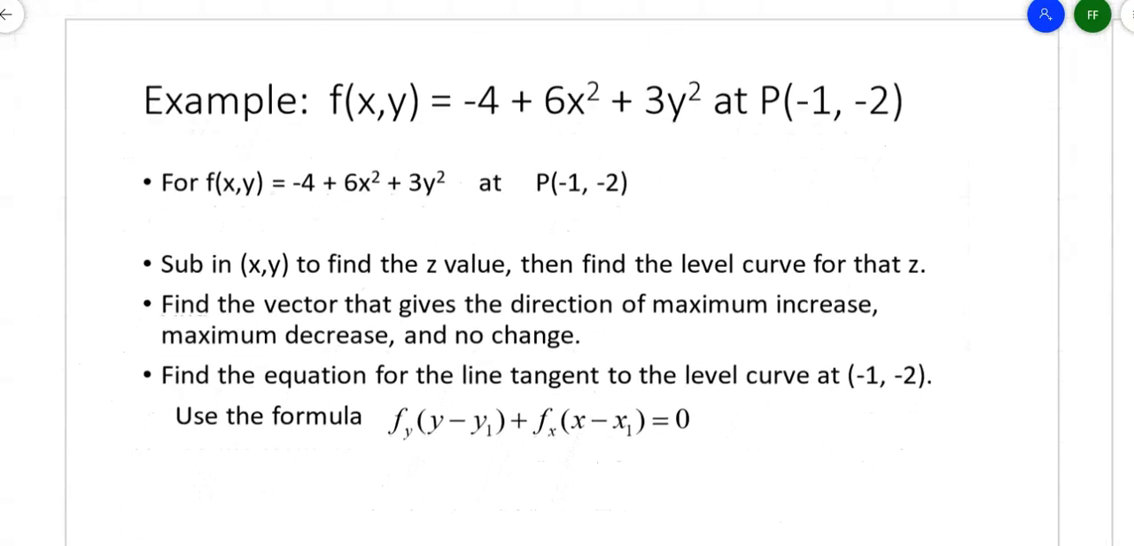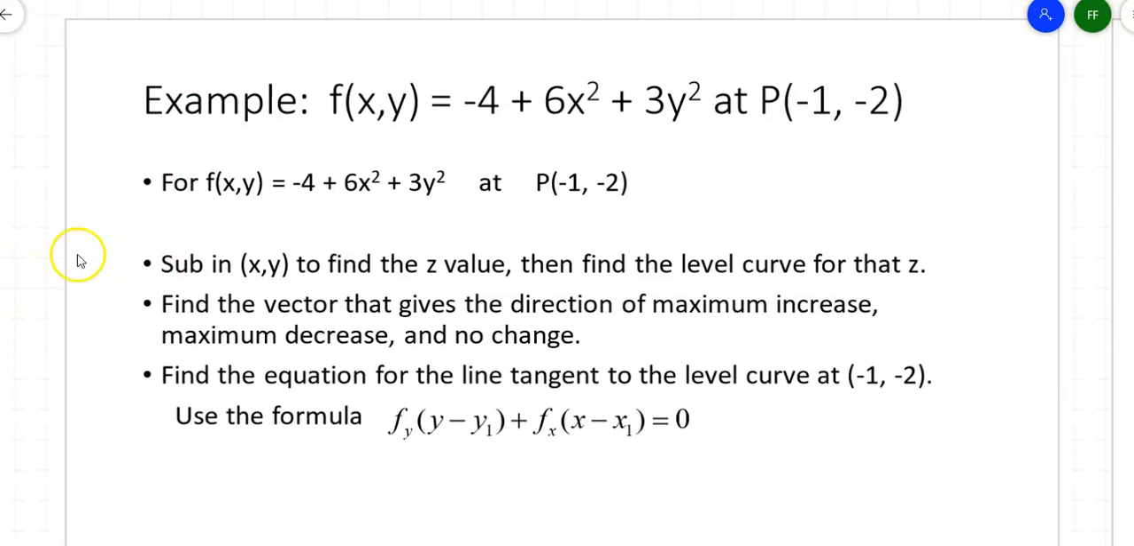Here I've got an example. f(x, y) equals negative 4 plus 6x squared plus 3y squared at the point (-1, -2). All right. What do I want to do? I want to find the level curve for z at that point. I want to find the vector that gives the direction of maximum increase, decrease, and no change, and a line tangent to the level curve. And I put a formula down the bottom that we will come back to when we get there.